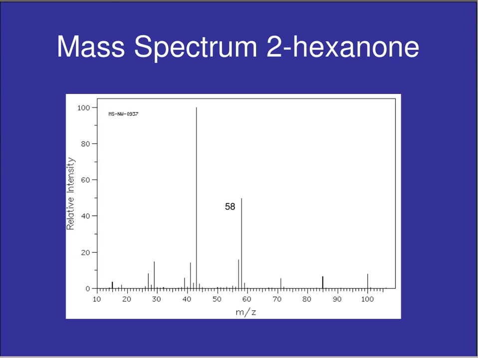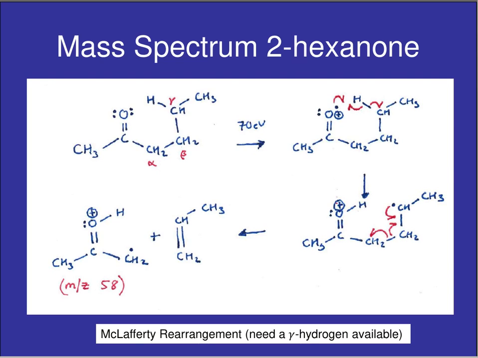The name of the rearrangement is a McLafferty rearrangement. This is how it works. If you have a ketone that has a gamma hydrogen available to it, then this McLafferty rearrangement is possible. So what is a gamma hydrogen? We need to be able to follow the chain at least to the gamma position, and there needs to be a hydrogen at that gamma position. Here's the alpha position, the beta position, the gamma, and yes, in 2-hexanone we do have a gamma hydrogen.